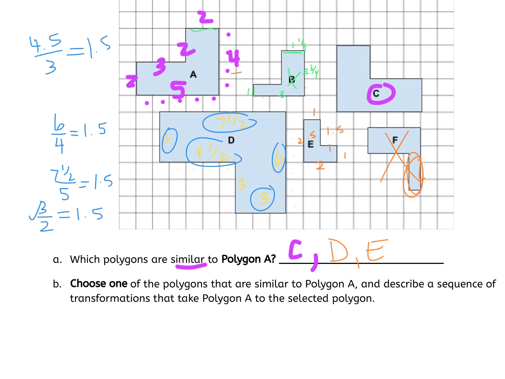Okay, now part B is to choose one of the polygons that are similar to polygon A and describe a sequence of transformations that takes polygon A to the selected polygon. So here it's your choice. We're going to decide what we're going to do. So I'm going to go from A to D.